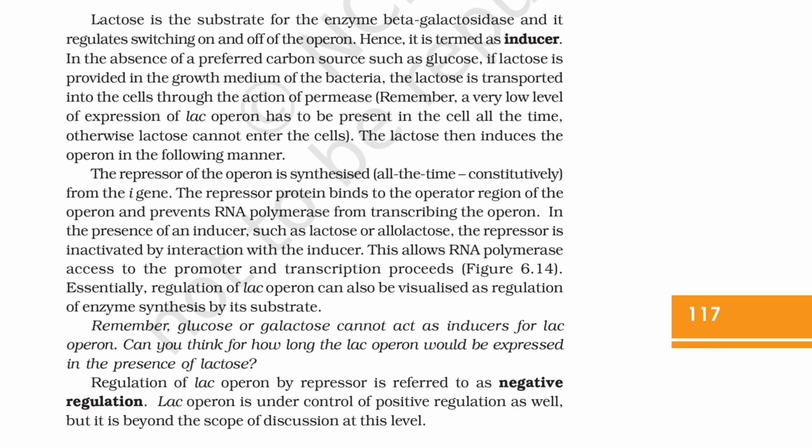The repressor of the operon is synthesized, all the time constitutively, from the I gene. The repressor protein binds to the operator region of the operon and prevents RNA polymerase from transcribing the operon. In the presence of an inducer, such as lactose or allolactose, the repressor is inactivated by interaction with the inducer. This allows RNA polymerase access to the promoter and transcription proceeds.